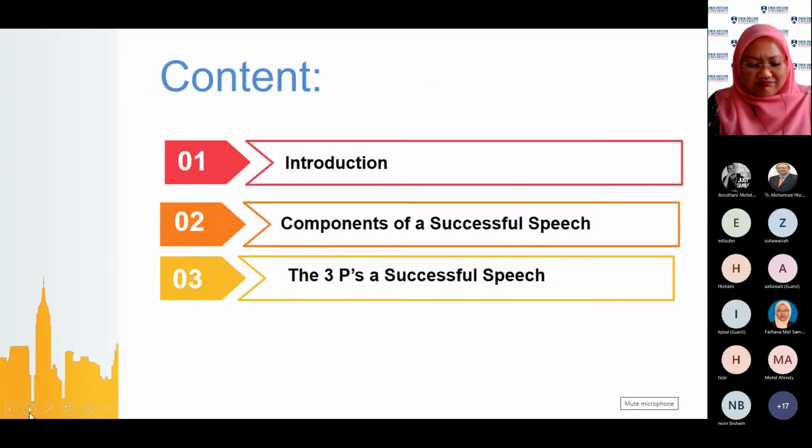All right, so basically my presentation for today will cover two major components. One is the components of successful speech, which we have like 5 components overall, and then the 3 P's of a successful speech.